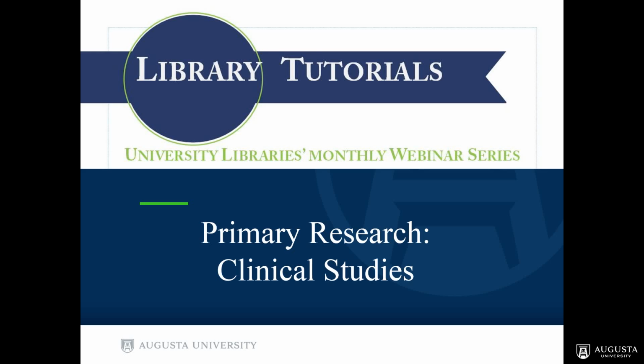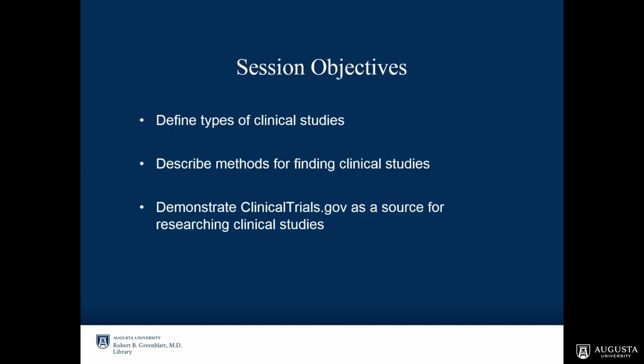On today's tutorial, we're going to be discussing clinical studies as a form of primary research. And this is a nice follow-up to the tutorial that my colleague Kathy Davies gave recently. So our objectives for this session today are to define types of clinical studies, and then we're going to look at some methods for finding clinical studies both in the literature and in clinicaltrials.gov, which may be new to some of you, but I think you'll find that it's an interesting resource.